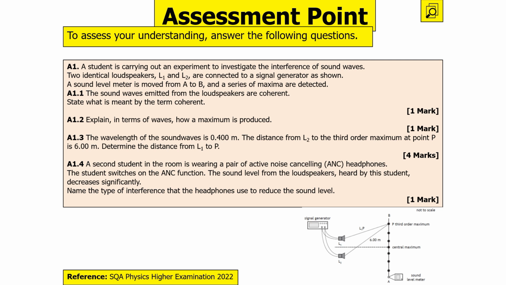Then the wavelength of the sound wave is 0.400 metres. The distance from L2 to the third order maximum at point P is 6 metres. Determine the distance from L1 to P. Then a second student in the room is wearing a pair of active noise cancelling headphones. The student switches on the ANC function. The sound level from the loudspeakers heard by the student decreases significantly. Name the type of interference that the headphones use to reduce the sound level. So pause the video now and then unpause the video when you want to go through your answer.